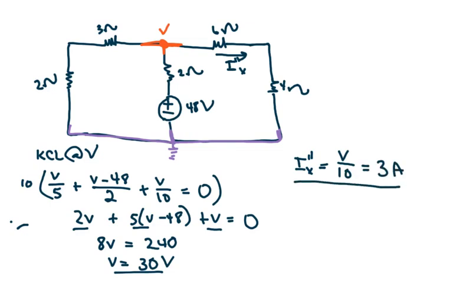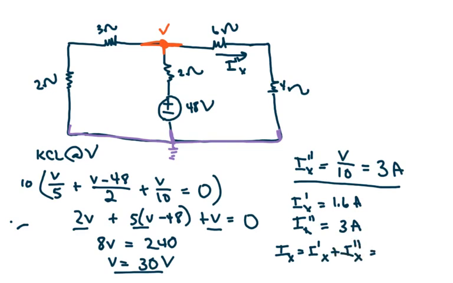Now we have the contribution from the 4 amp source, which was Ix prime equals 1.6 amps, and the contribution from the 48 volt source, which was 3 amps. We add those together to get the total Ix, so that will be 4.6 amps.